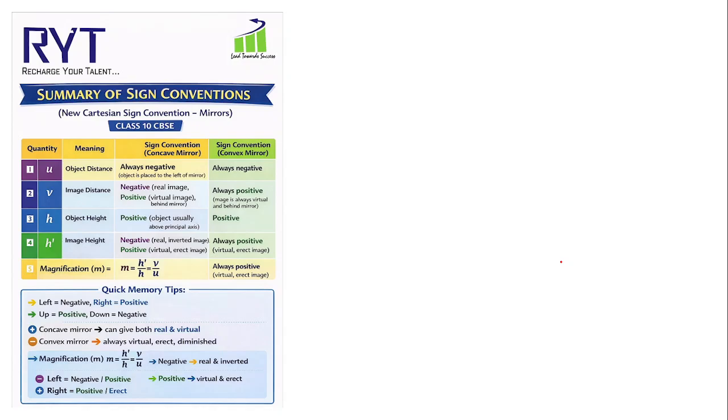In this video, we will try to understand the summary of sign conventions, also called the new Cartesian sign conventions for mirrors. Okay. So first of all, we'll understand how these two mirrors look.